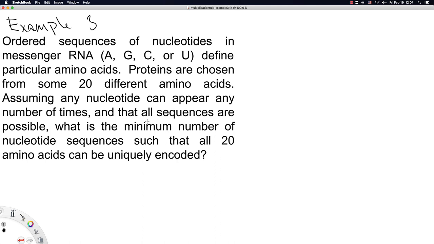Assuming any nucleotide can appear any number of times, that is, we don't care how many A's or G's or C's or U's there are in each sequence for an amino acid, and that all sequences are possible, that is, all combinations of A's and G's and U's and C's. What is the minimum number of nucleotides in a sequence such that all 20 amino acids can be uniquely encoded? So we want to figure out how many of these letters we need to encode 20 amino acids.